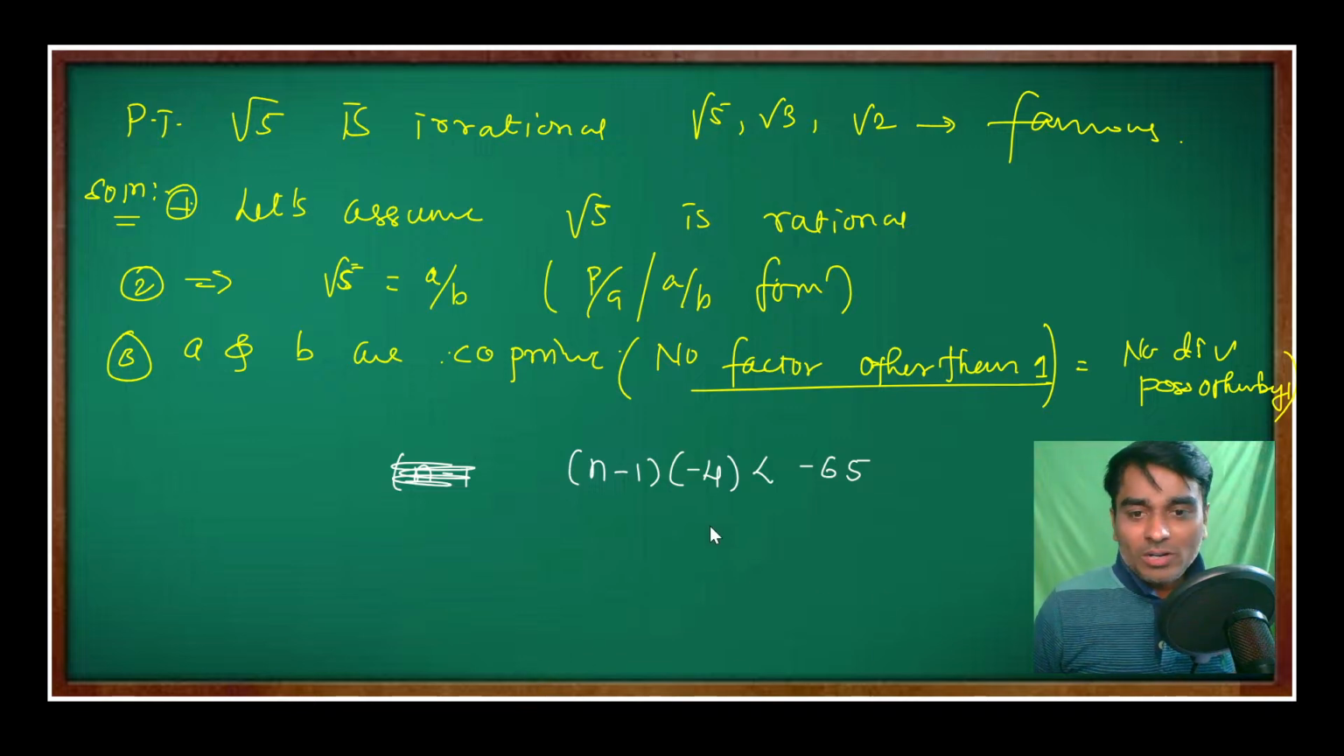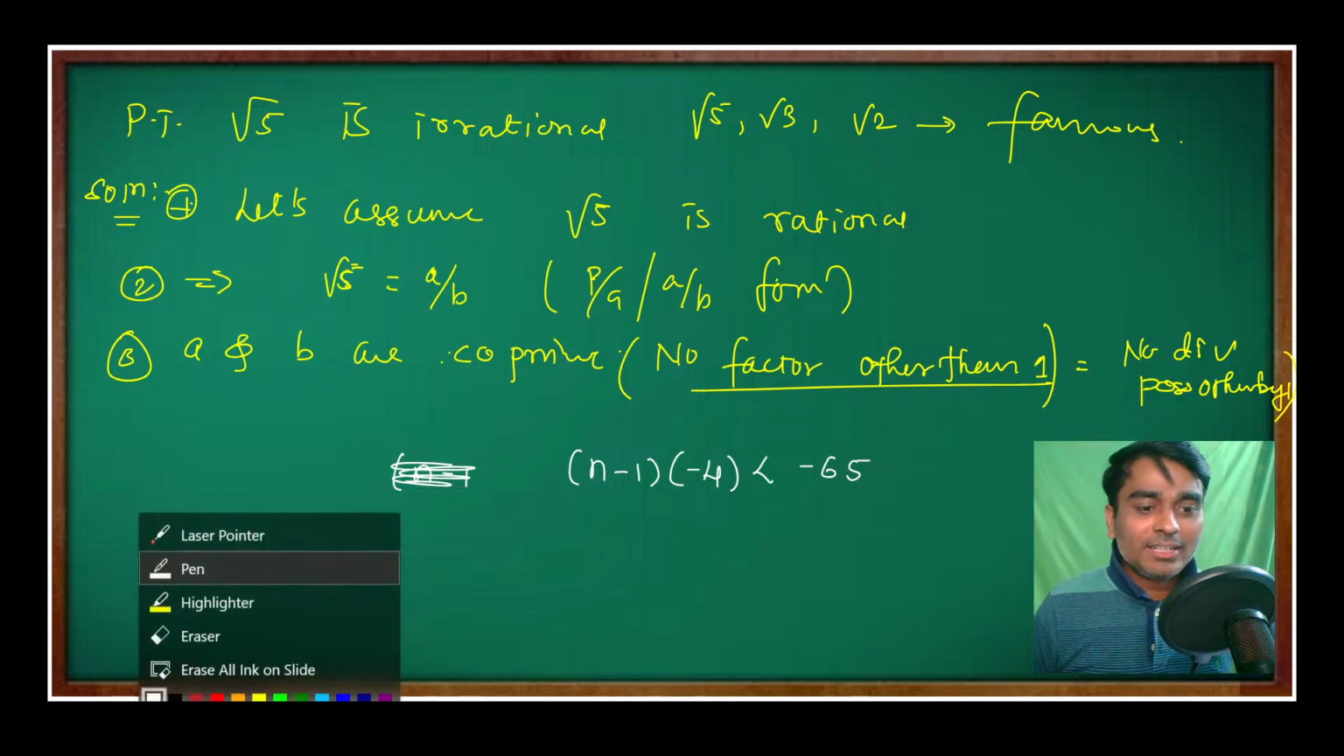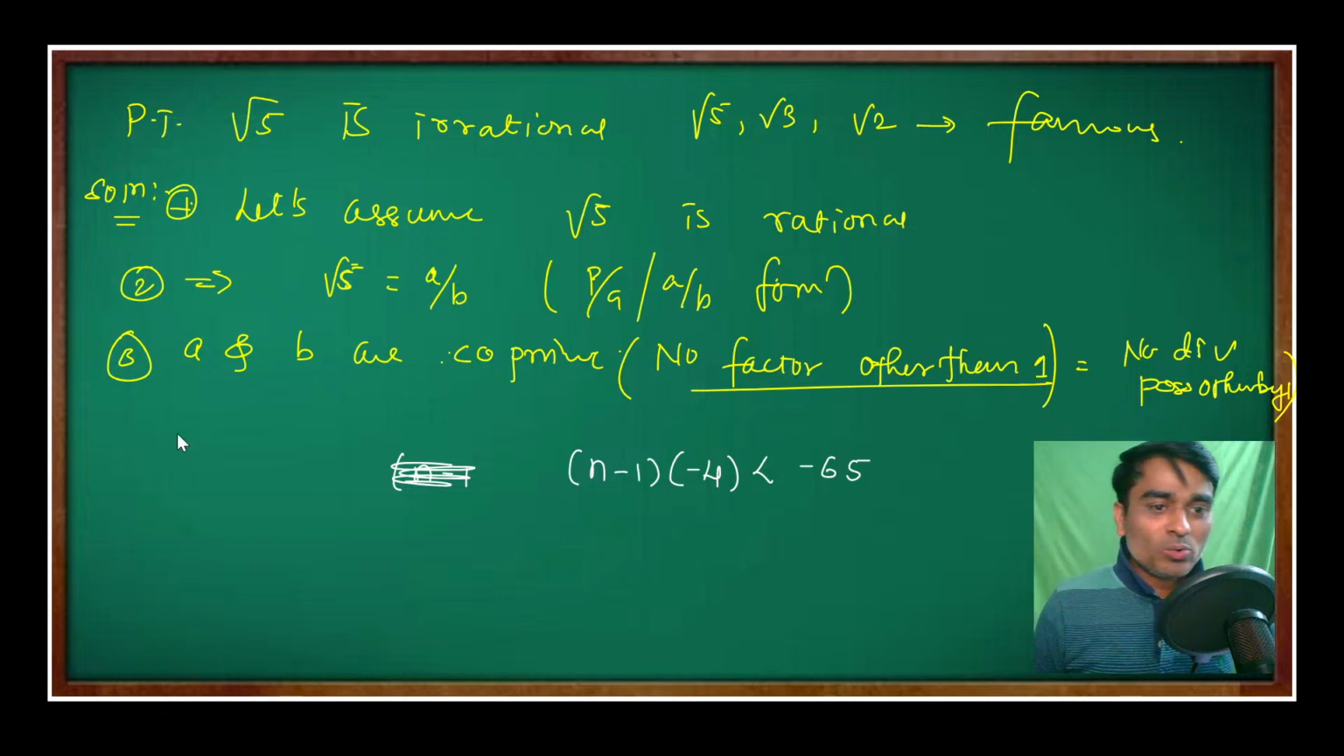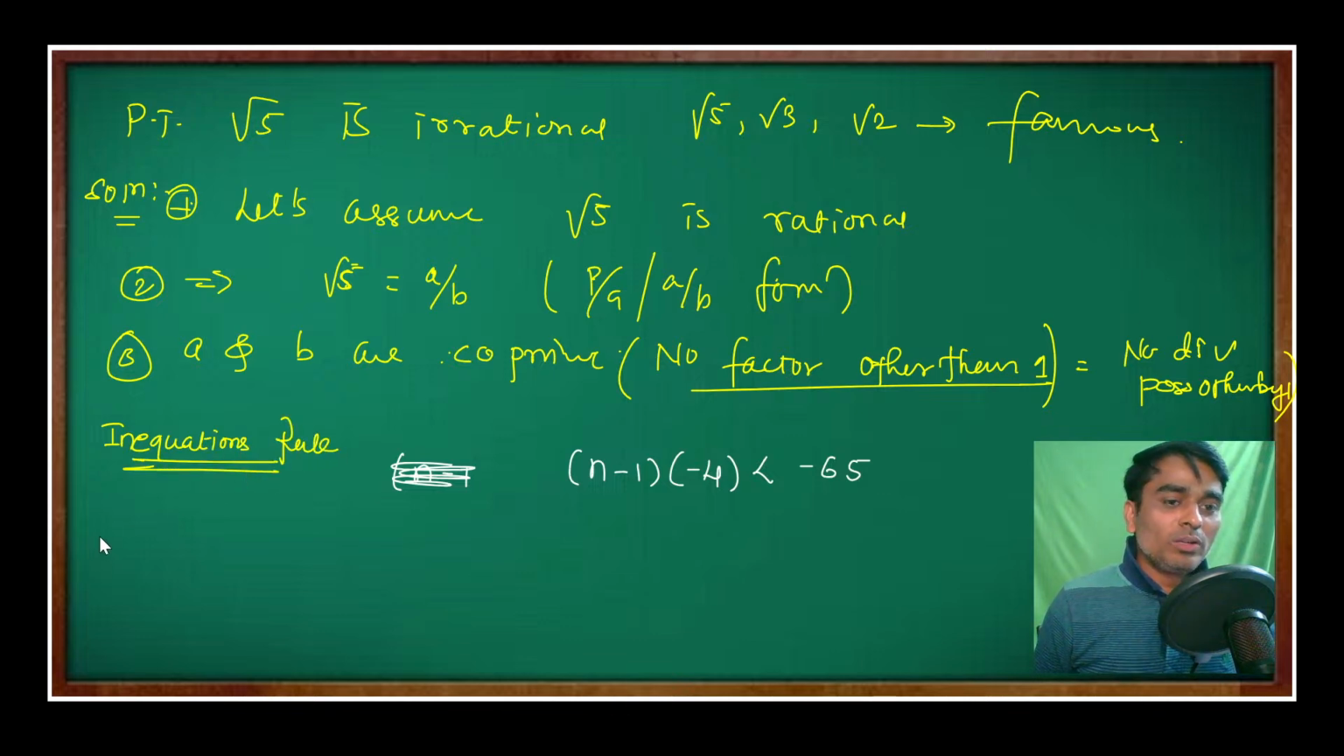So what happened actually, whenever in inequations, it is a rule, the inequations rule. If you divide the right side number, try to understand, if you divide it by a negative number, then the sign will change.